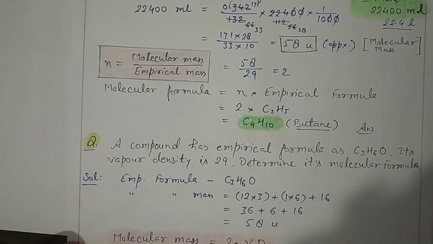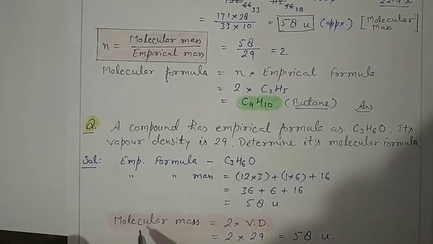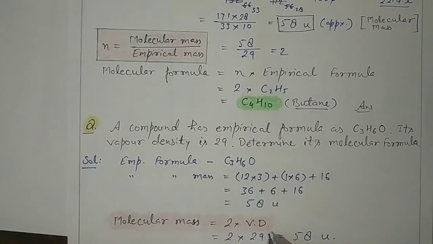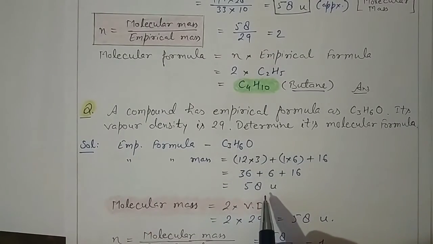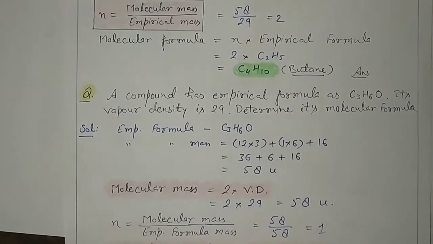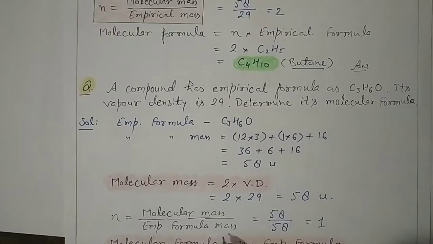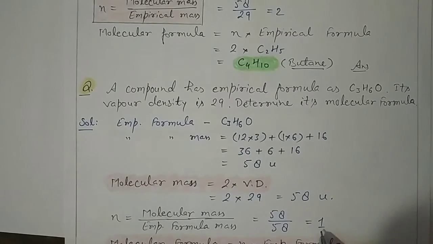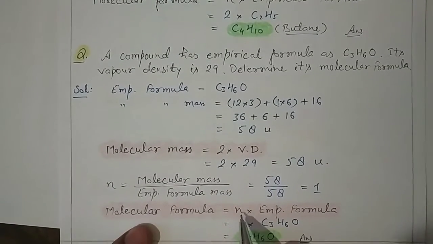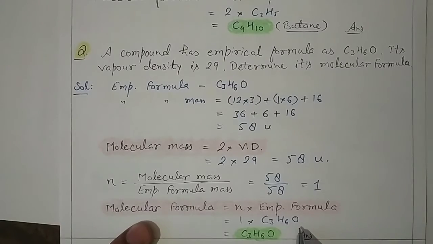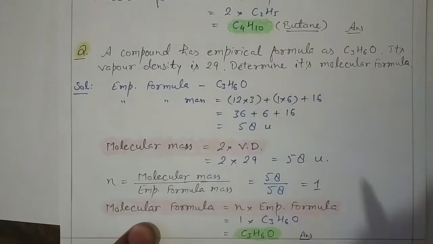Now for the vapor density, we have the next formula, that is molecular mass is equal to 2 into vapor density. Vapor density is already given as 29. So molecular mass would become 2 into 29, that is 58. So here you can see that molecular mass and empirical formula mass are both equal. So the value of n would become molecular mass upon empirical formula mass, 58 by 58, that is only 1. So molecular formula is n into empirical formula, 1 into C3H6O, which is the empirical formula already given in the question. The molecular formula would be C3H6O.